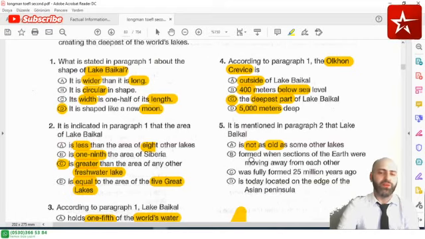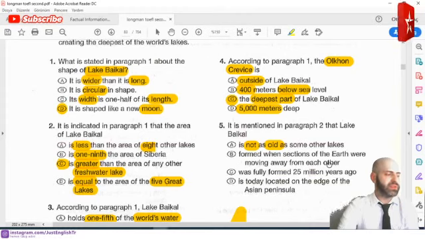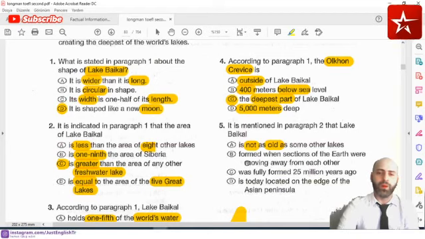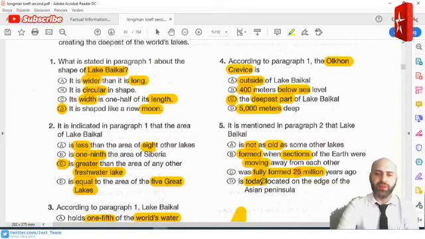Then I see "formed when sections of the earth were moving away from each other." Okay, this one can be a little bit difficult. Formed when sections move. "Was fully formed 25 million years ago." Okay, so I'm looking for 25 million years ago. "Today located on the edge of the Asian Peninsula."